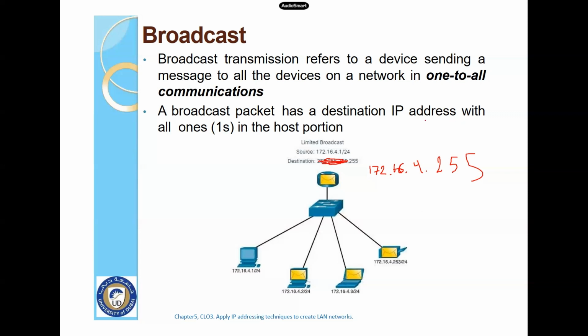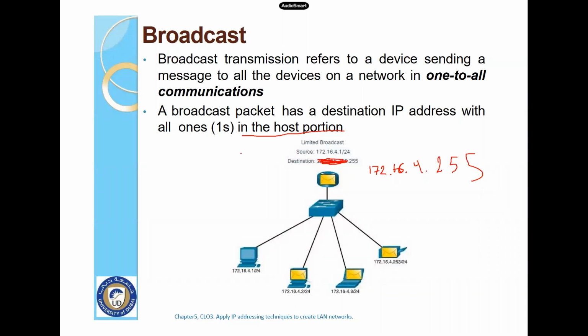So the destination IP address has all ones in the host portion. There you go, in the host portion. That's why I mentioned this is incorrect. Keep that in mind. This is a typo here, and probably it will not be fixed in the slides, so refer to the recording to see this error. The network portion is the same, the host portion will be 255, and that is the broadcast destination.